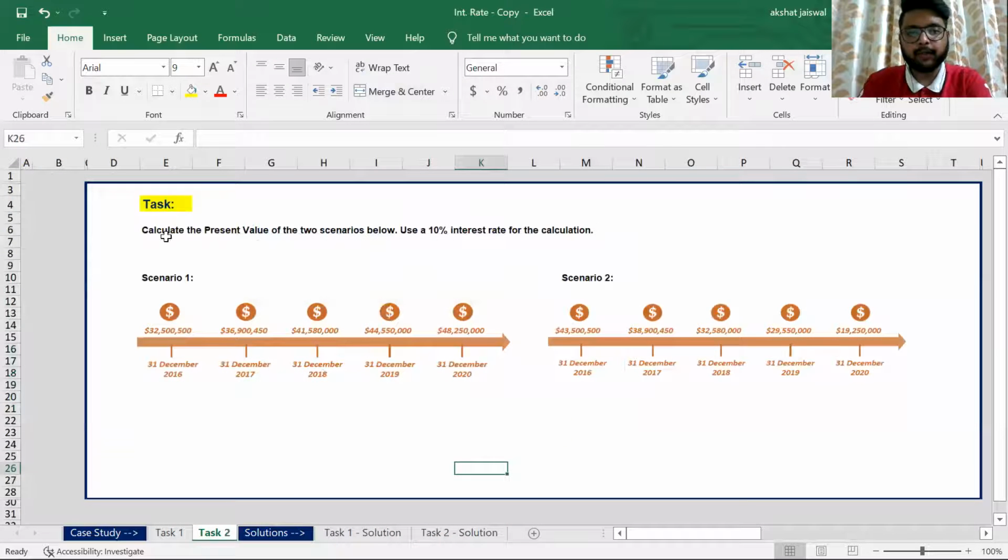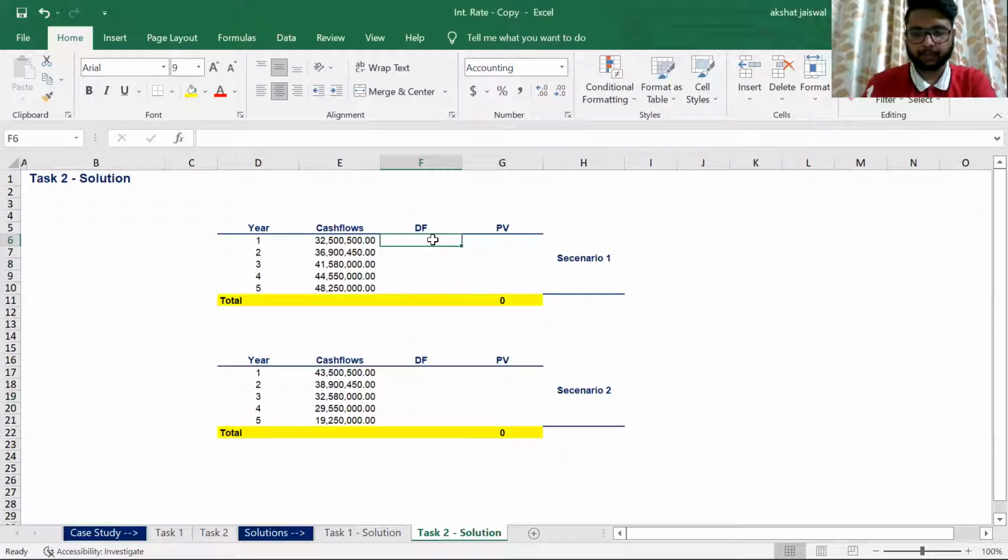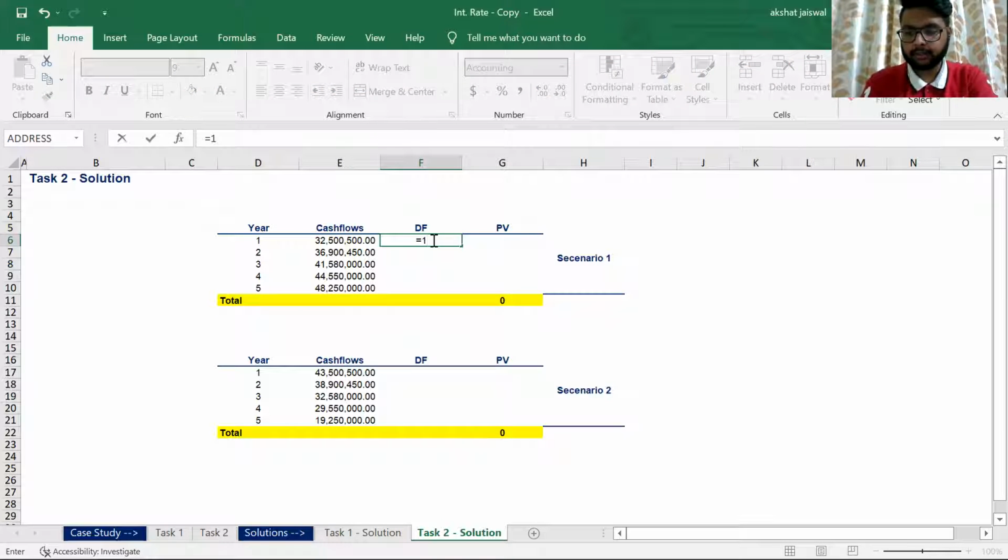Now here we have to calculate the present value of these two scenarios using 10% as our interest rate. So DF is nothing but our discount factor. PV is our present value, right? So to arrive at DF, what you have to do? It's a simple formula which is equal to 1 divided by open bracket 1 plus.